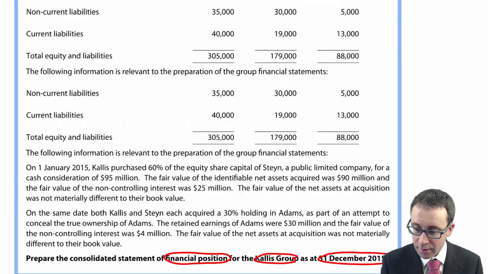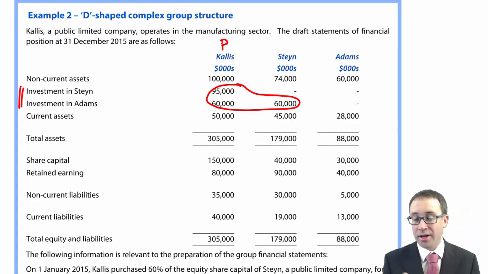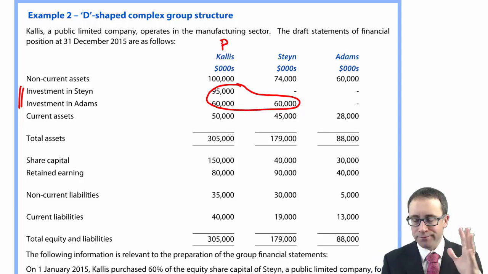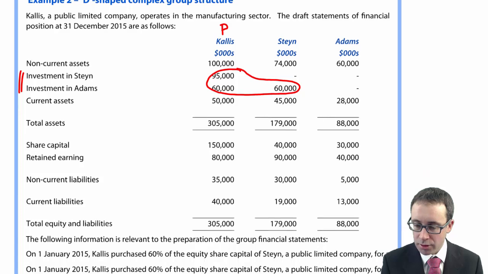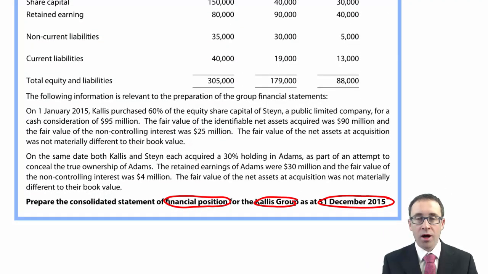So what you've got there is that, as anticipated, Callis is the parent, and we're expecting Stain to be the sub and Adams to be the sub-sub. But don't anticipate it too much. Make sure you go through there and determine what you have with regards to the group structure.